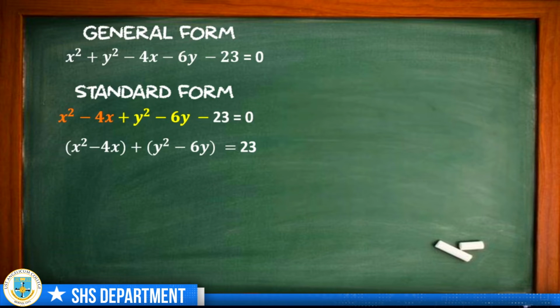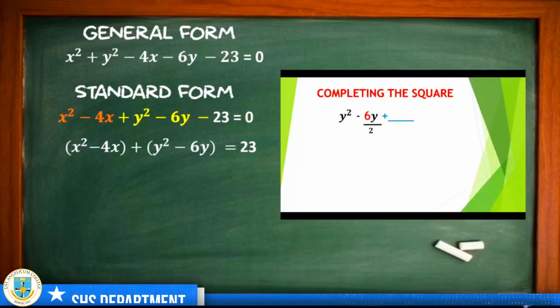Next, how about y squared minus 6y? We do the same process of completing the square. We get half of 6, so that will give us 3. Square that answer, so 3 squared, that will give us 9. So we need to add 9 to y squared minus 6y to complete the square.